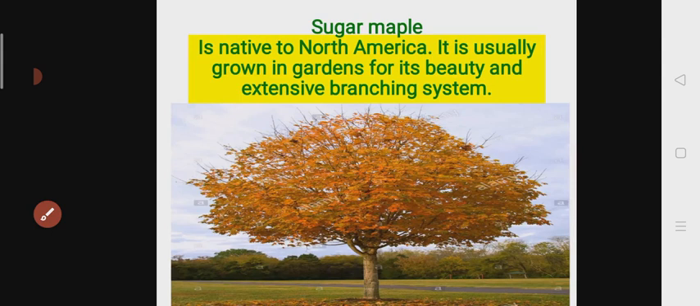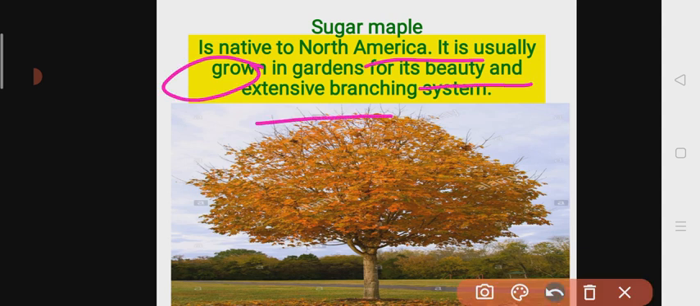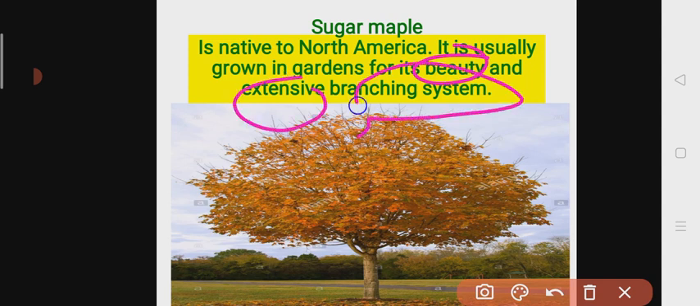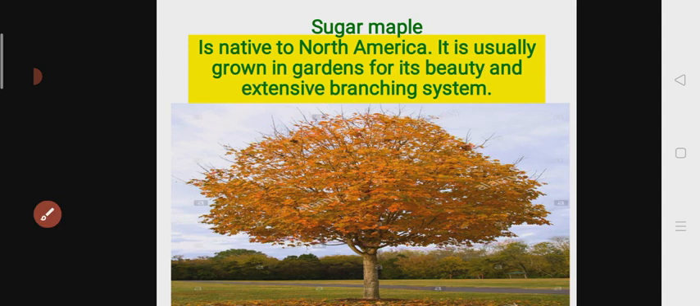The next plant is sugar maple. Sugar maple, this tree is native to North America, and this tree is grown in gardens especially for its beauty and extensive branching system. So this was all about a few plants and their habitats.